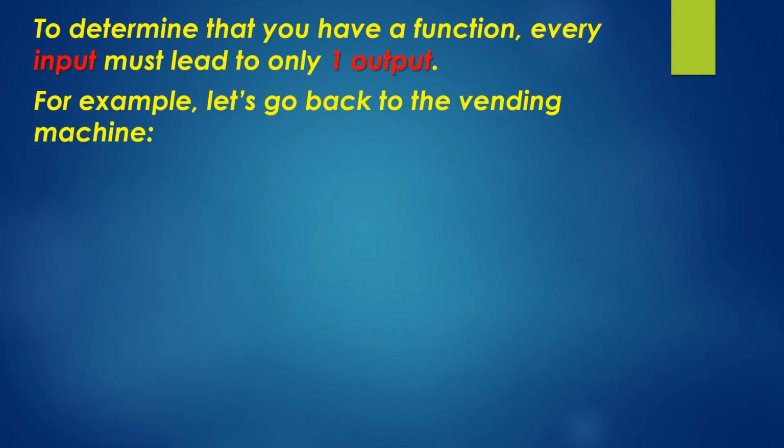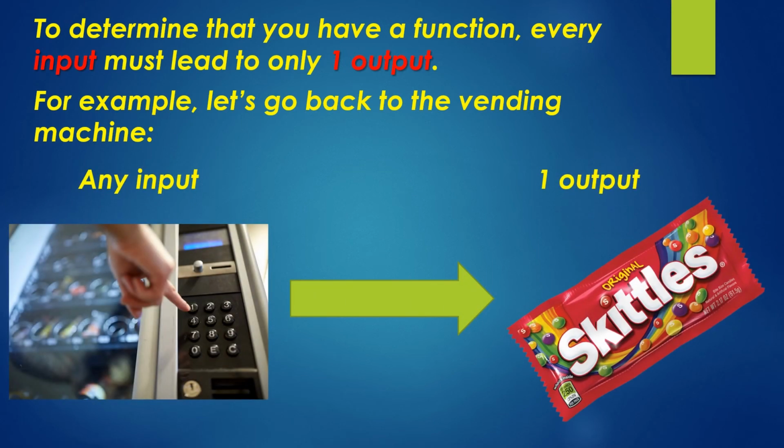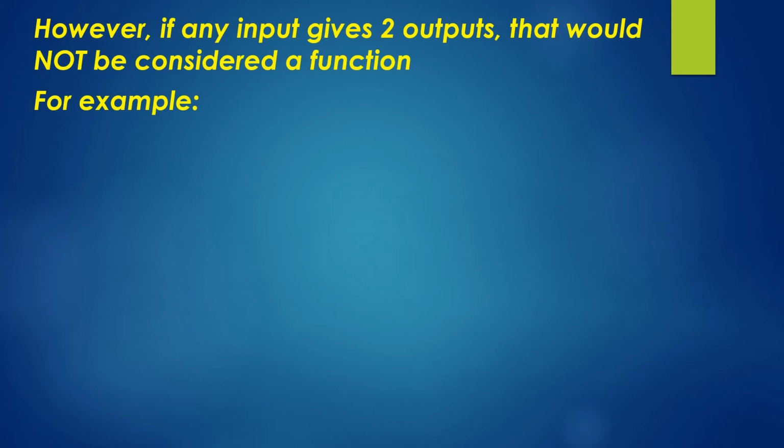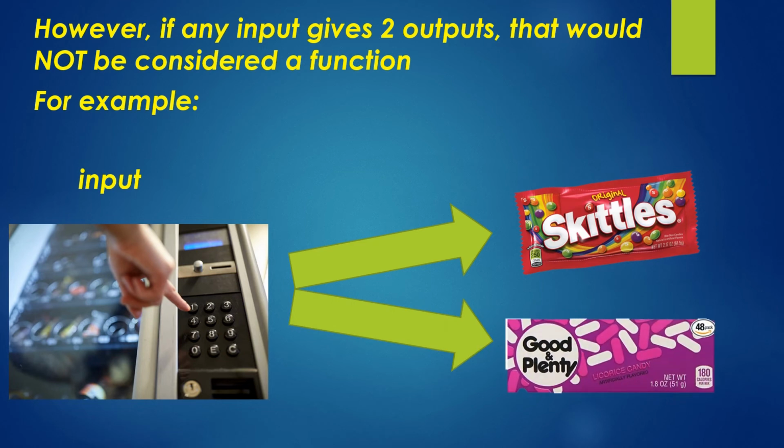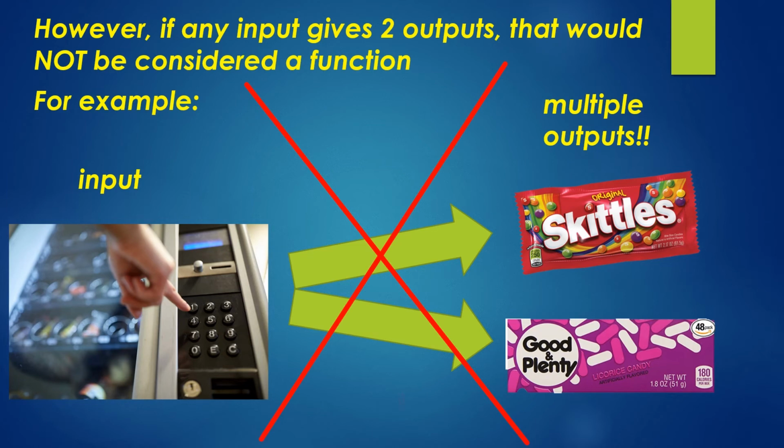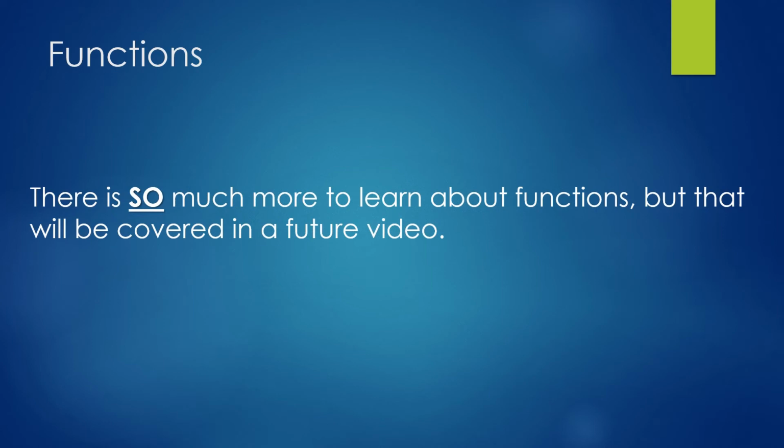To determine that you have a function, every input must lead to only one output. For example, let's go back to our vending machine. Any input that you punch in should give you one output. However, if any input gives two outputs or more, that would not be considered a function. Again, for example, we put in our code. First time we get Skittles, we put it in again, we get Good and Plenty. Nobody wants that to happen. We would say that that is not a function. There's so much more to learn about functions, but that will be covered in a future video.